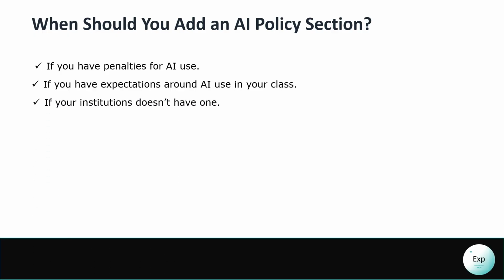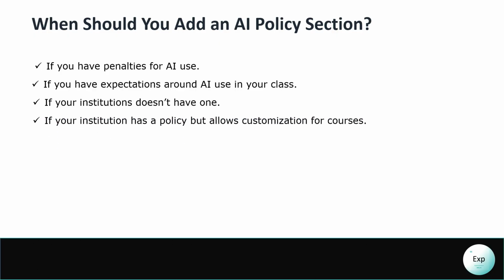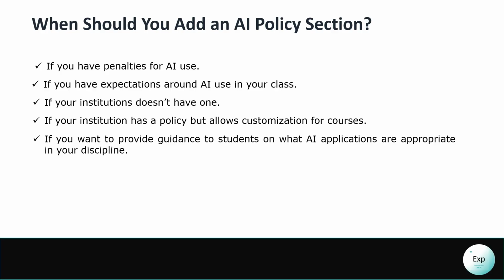If your institution doesn't have an AI policy, then you should definitely have one. And if your institution has a policy but allows customization, you should definitely consider how your course may need something other than what your institution provides. Also, if you want to provide guidance to students on what AI applications are appropriate and not appropriate in your discipline, then you should consider adding an AI policy.